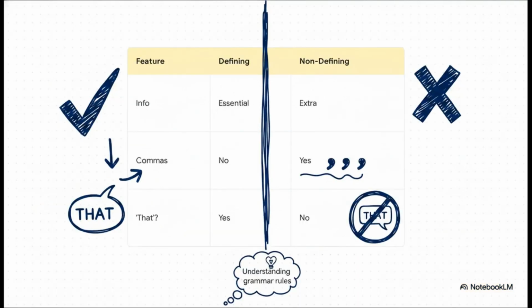When we put these side by side, the difference is super clear. Defining clauses give us essential, must-have info, they don't use commas, and they will gladly accept the pronoun that. On the flip side, non-defining clauses, they just give extra info, absolutely demand commas, and totally reject the word that. It really proves that commas aren't just little breathing pauses when you read, right? They literally change the grammatical reality of your sentence.